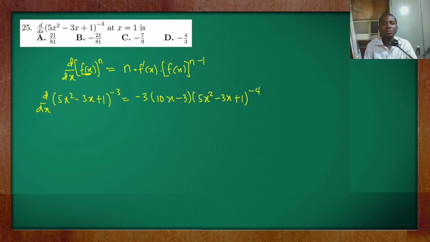Alright, so meaning that we want to find the d/dx at x equals 1. So that means our d/dx of our function at x equals 1 would be what? If we substitute 1, that means we have minus 3, then 7, then here we have 5 minus 3, that's 2, then 2 plus 1 will give us 3, then we have this to be 3 raised to the power of minus 4, that's like 1 over 3 to the power of 4, which is 81, so we have 1 over 81, which is the same as what? Minus 21 over 81. So the correct option here is what? Option B.